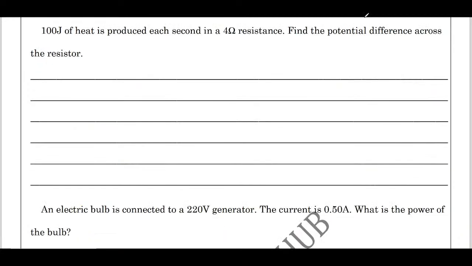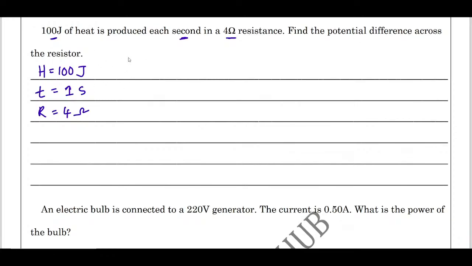Students, moving to next question. 100 joules of heat is produced each second in a 4 ohm resistance. Now I'll note down the given data. That is heat H equals 100 joules and time is each second, that is 1 second. R equals 4 ohms. Find the potential difference across the resistor.